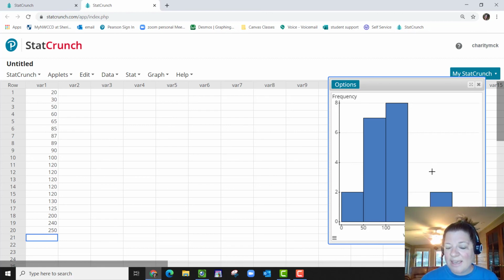All right, that's how you make a histogram on StatCrunch. Make sure it's got the frequency right up the side and your classes down here, and you start with your raw data.